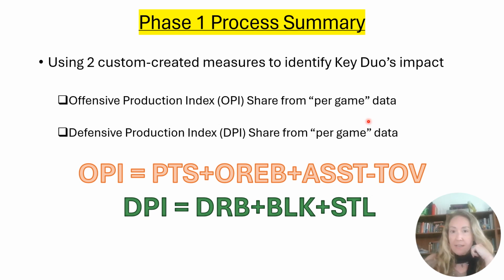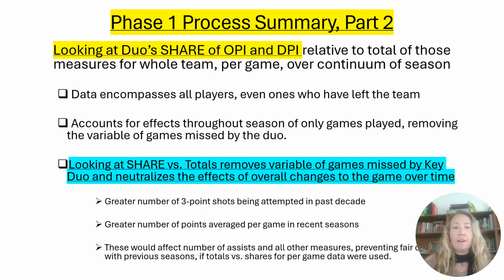And note that we are going to be using the per game data. So the per game data is important for several reasons. For one thing, it takes out the variable of games that were missed by the key duo during the season. So it's only for games played. And it also encompasses all players, even ones who have left the team. So this allows a measure of the true continuum of the entire regular season and all the variables that come with it. Now, later in phase 2, that's where I will add back some more variables to analyze, including how many games were missed by the duo, which are obviously going to have an effect on the regular season record.